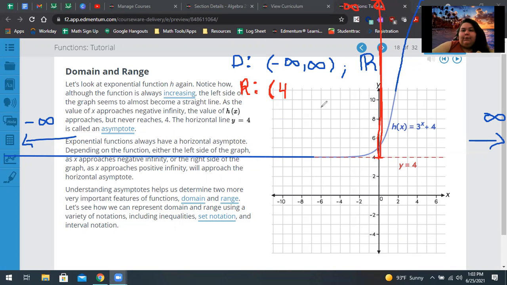But remember that whole idea about graphing on number lines with inequalities, open circle versus closed circle. Closed circle would be a bracket, open circle would be a parenthesis. So right here we have 4, and it goes all the way to infinity. So this is the range for this specific function. Again, exponentials will always have an asymptote, and we'll go ahead and move on to slide 19.